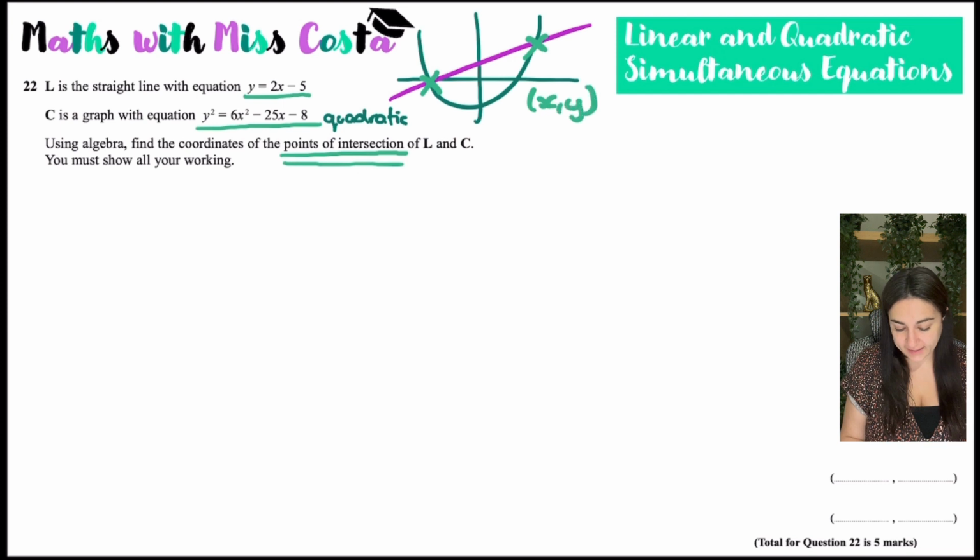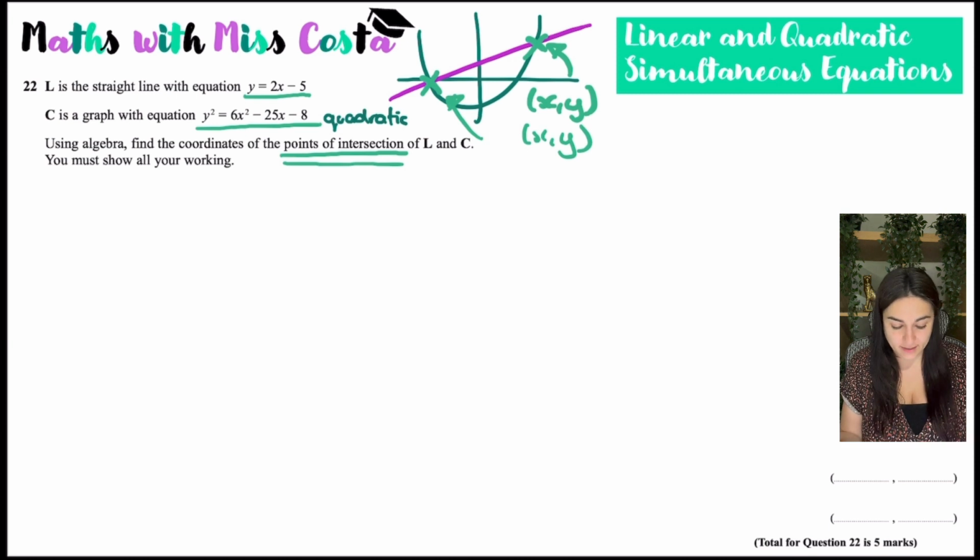So they're going to have an x and a y coordinate for here and an x and a y coordinate for here. So therefore, whenever you're finding the points of intersection of a linear and a quadratic, you are going to have 4 solutions, 4 answers, 2 x values and 2 y values. So that's just to bear in mind.